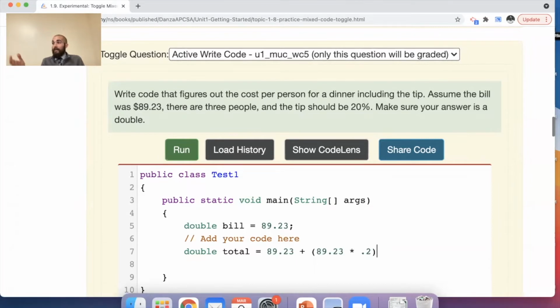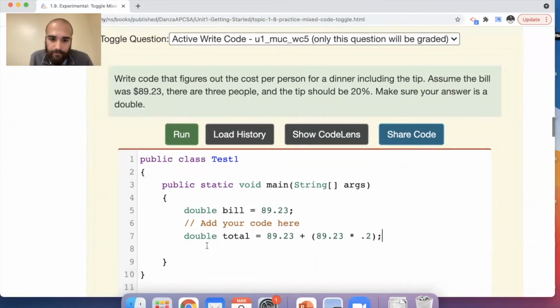Let's say it's even bigger than that, and I don't know off the top of my head what it is. Move the decimal point to the left 1. That gives you 8.9. So $9 times 2 is 18. And I just tip $18. Right. So multiplied by 89.23 times 0.2. And then I got to print that out, right? System.out.println total.